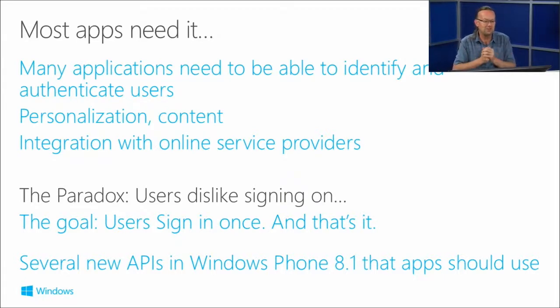You need to have authentication. So a lot of apps need it. But the paradox of all of this is that obviously users don't like signing on. And if they do have to sign on, you want them to sign on once, and then your app needs to remember it. So you're not asking them to sign on every time that they run the app. So this is what you need to do. And there are certain APIs in Windows Phone 8.1 that help you to handle this situation.